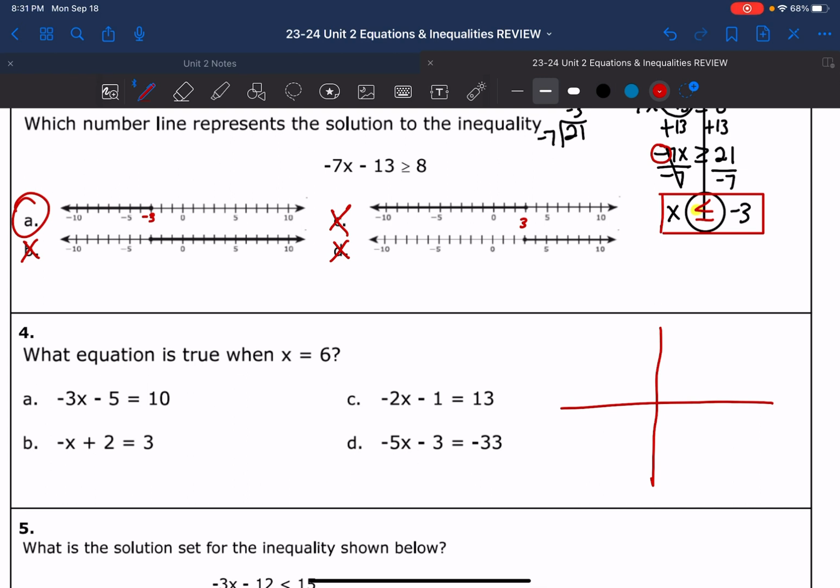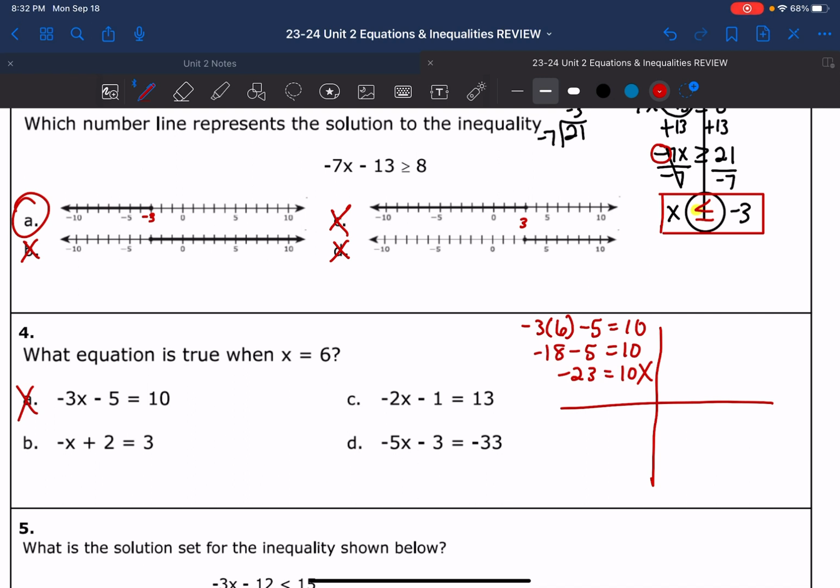So here we have negative 3 times 6 minus 5 is equal to 10, okay? So I know that negative 3 times positive 6 is going to give me negative 18. And then I know that I'm going to have to add those two because they're the same sign. So I'm going to get negative 23. Now, negative 23 and 10 are not equal to each other. So A cannot be our answer.